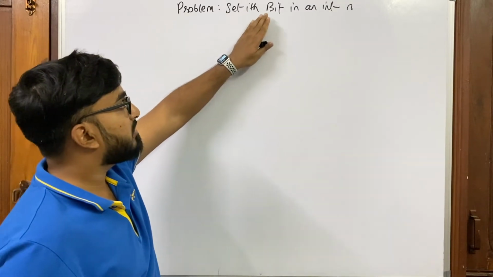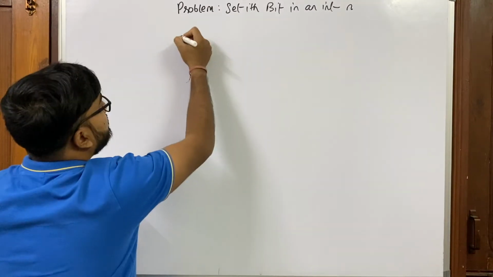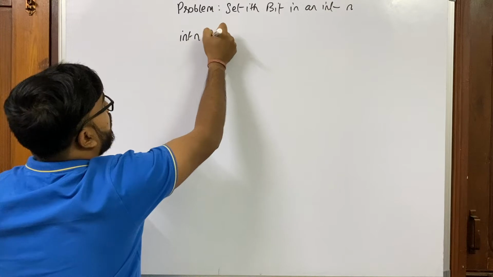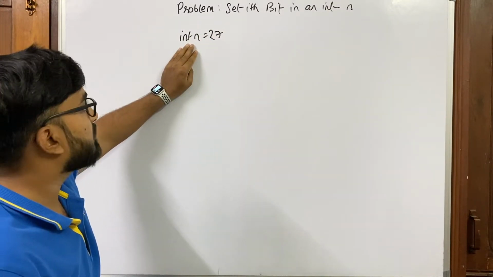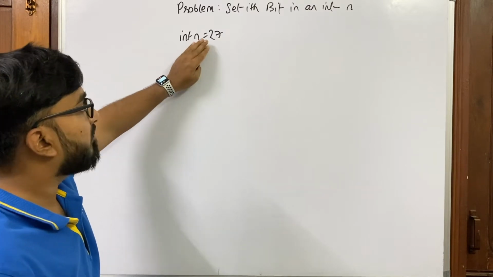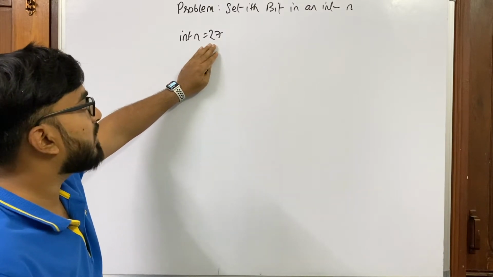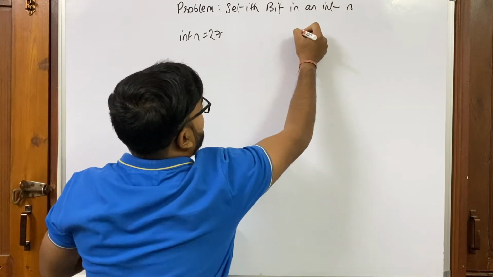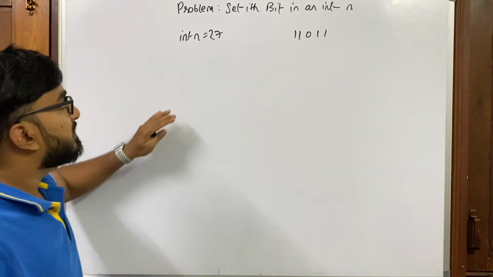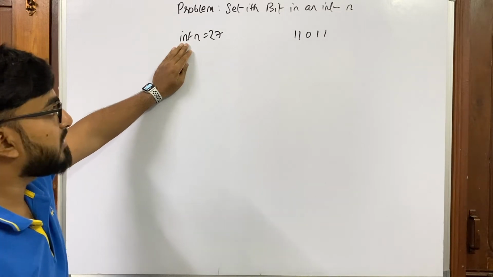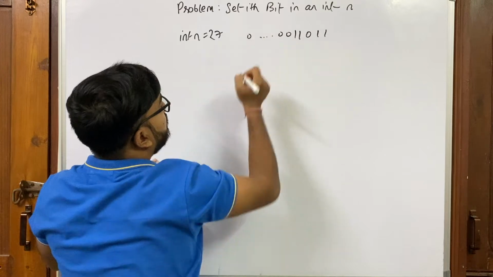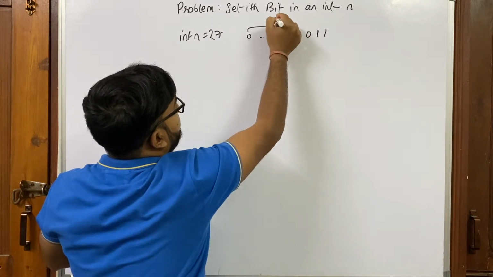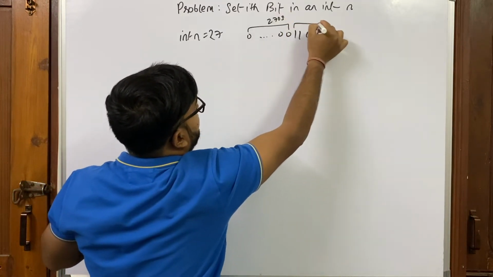So what do I mean by setting the ith bit in an integer n? Let's take an example of int n as 27. Integers in computer science are stored as 32-bit values. The corresponding binary value of 27 is 11011. Since an int will use 32 bits, these are 5 bits, so these are padded with zeros on the left. So these will be 27 zeros, and these are the next 5 bits.